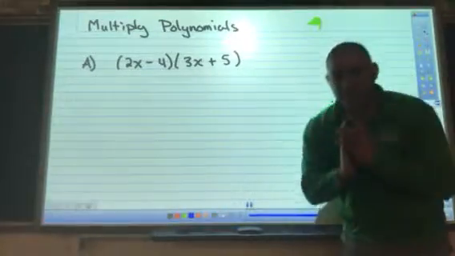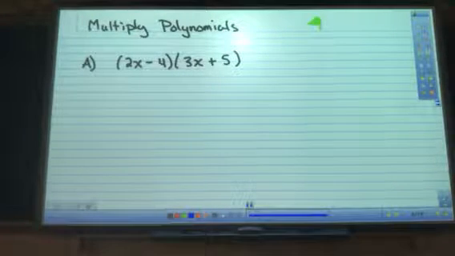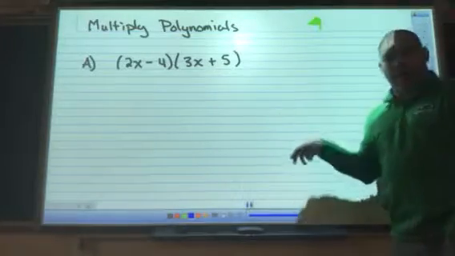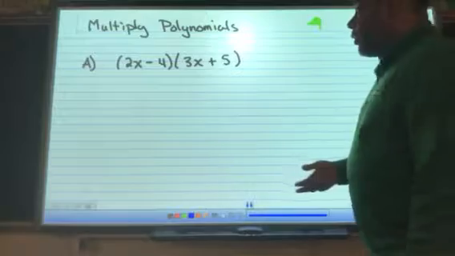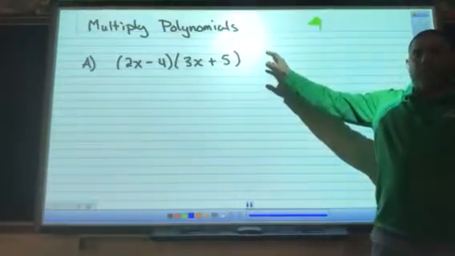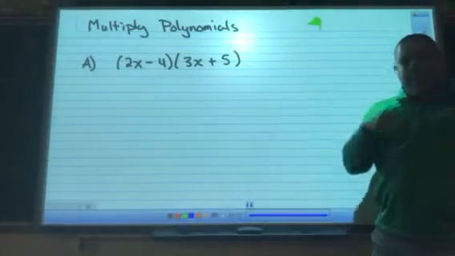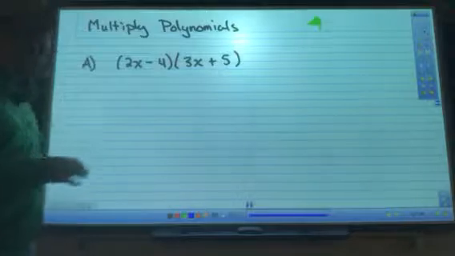Today, my grasshoppers, we are going to begin multiplying polynomials. Now, yesterday we did monomials by polynomials, which ended up being basically the distributive property. This is just a different form of the distributive property. Just like yesterday, I'm going to show you how we can do this using a box.